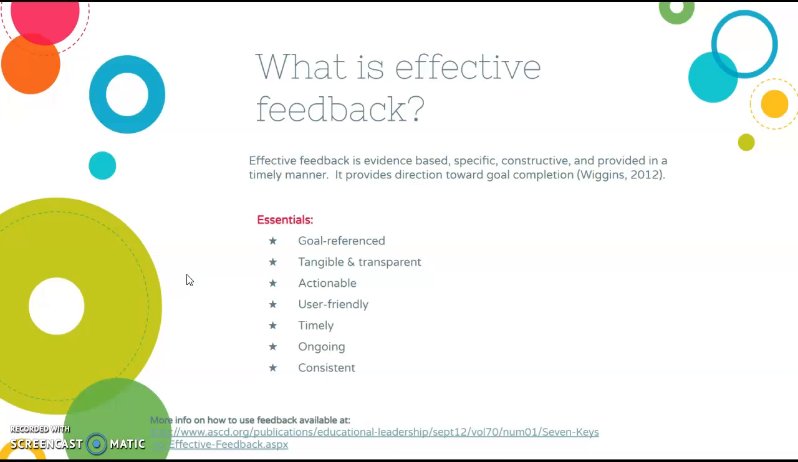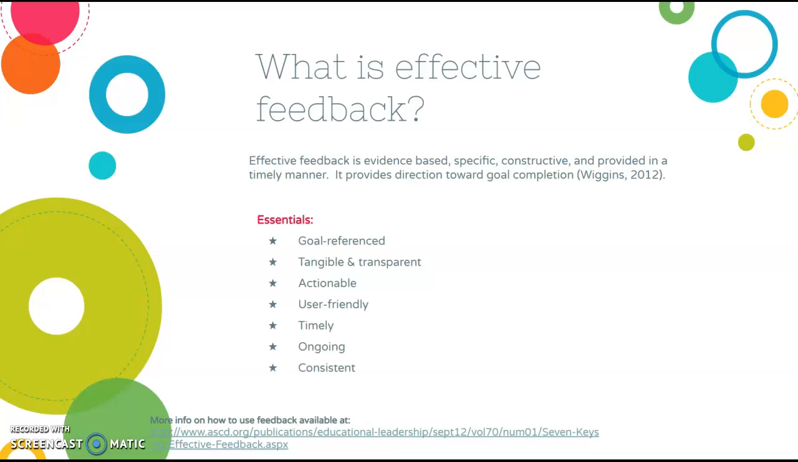So we can suggest that effective feedback is evidence-based, specific, constructive, and provided in a timely manner, and it provides direction toward goal completion. So there are 7 essentials that he talks about. First, that it's goal referenced. Setting goals is important, and effective feedback will help someone achieve those goals. They know where to improve, and it will remind them that the goal is important and where they're headed.